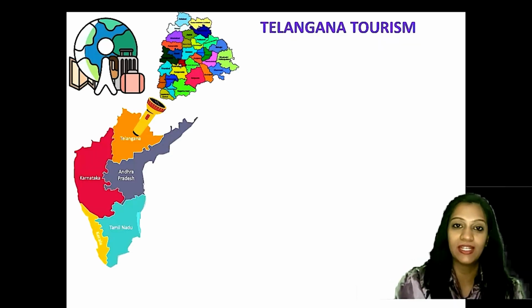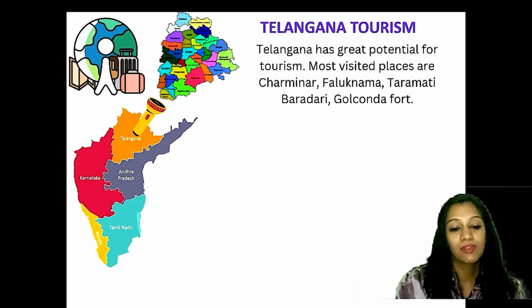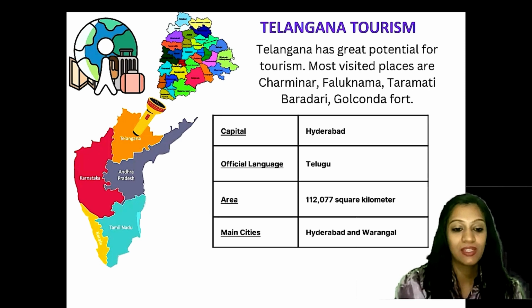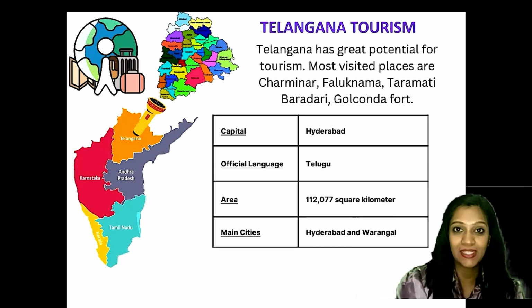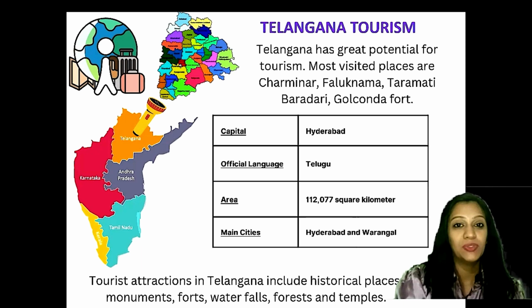Before we start the project, let's understand a little bit about Telangana. Telangana state has 33 districts. Telangana has great potential for tourism. Most visited places are all these places which I mentioned there. The capital of Telangana is Hyderabad, and the main cities in Telangana are Hyderabad and Warangal. Tourist attractions in Telangana include historical places, monuments, forts, waterfalls, forests, and temples.